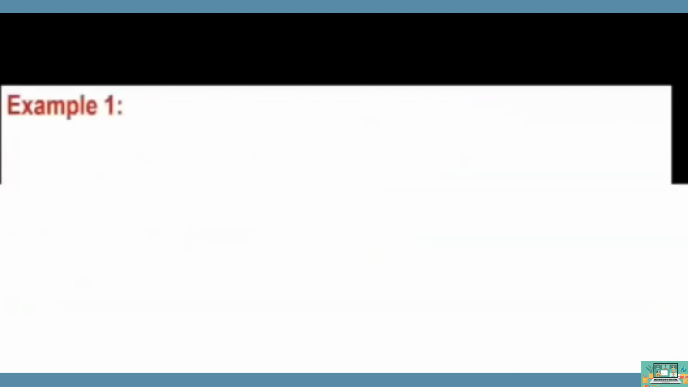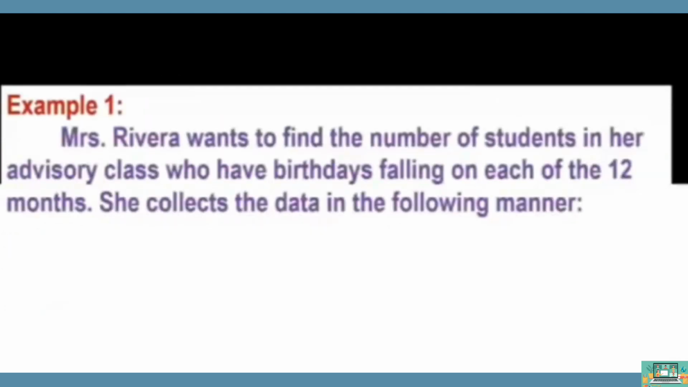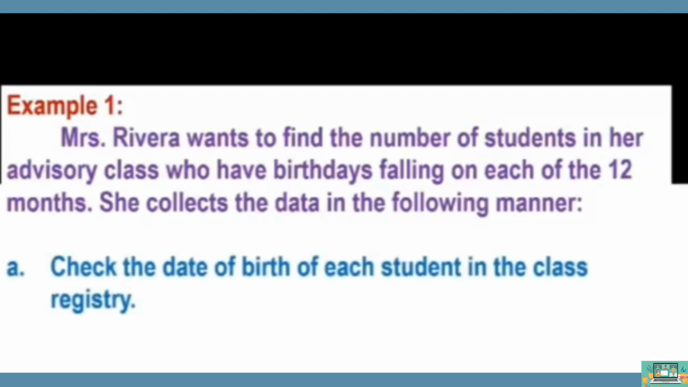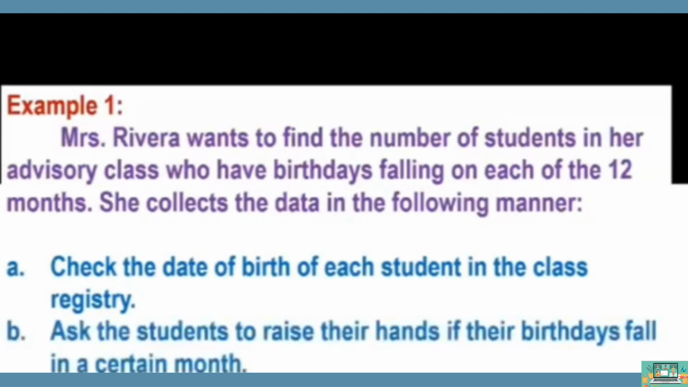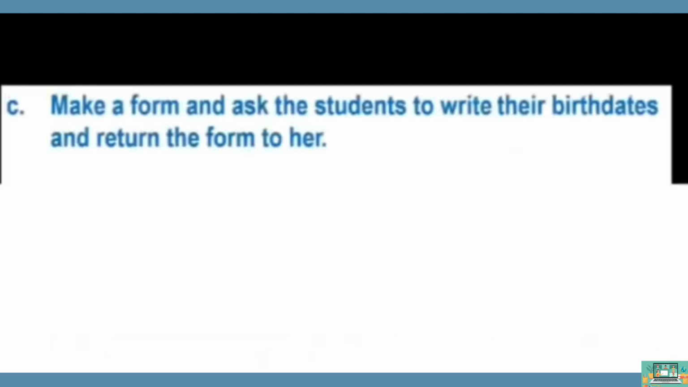Here is an example. Mrs. Rivera wants to find the number of students in her advisory class who have birthdays falling on each of the 12 months. She collects the data in the following manner. Check the date of birth of each student in the class registry. Ask the students to raise their hands if their birthdays fall in a certain month. Make a form and ask the students to write their birth dates and return the form to her.